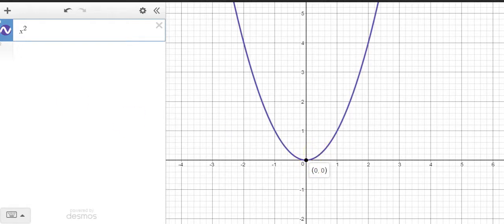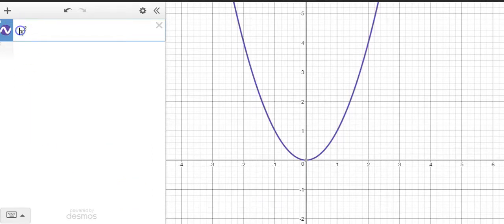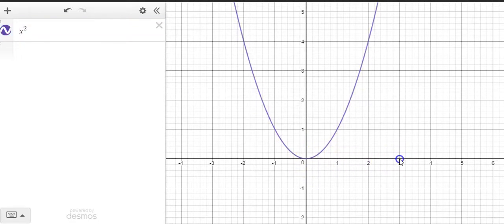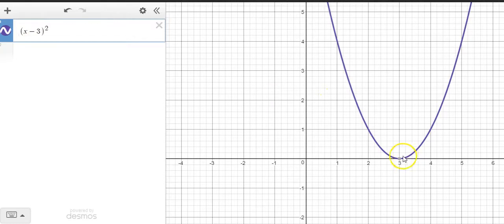Okay, so first we're going to subtract 3 inside of the exponent. So that means it'll move 3 spaces to the right, and it'll go right here, and it'll have a vertex of 3, 0. So we can show that here, minus 3 squared. Here it is, vertex of 3, 0.